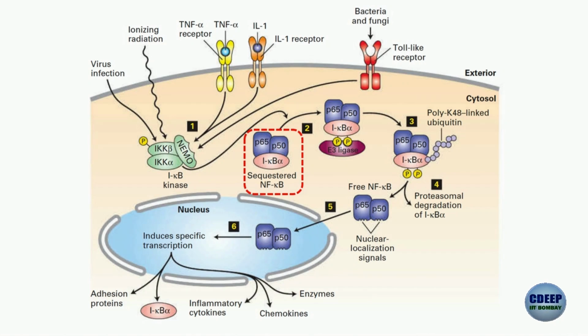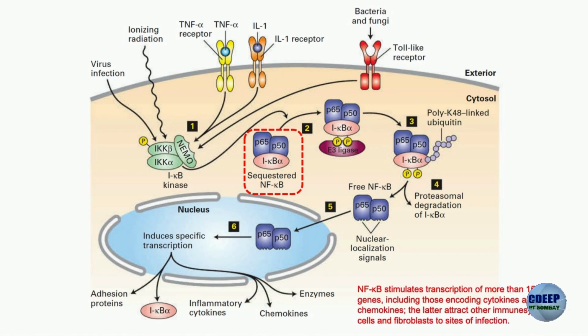Once they get free, the transactivation domain becomes accessible, the nuclear localization signal is free, and then through importin mediated transport they will get to the nucleus, and then it will go and do the job that it will go and stimulate the transcription of over 150 different genes which include your adhesion proteins, inflammatory cytokines, chemokines and what not, all these things.